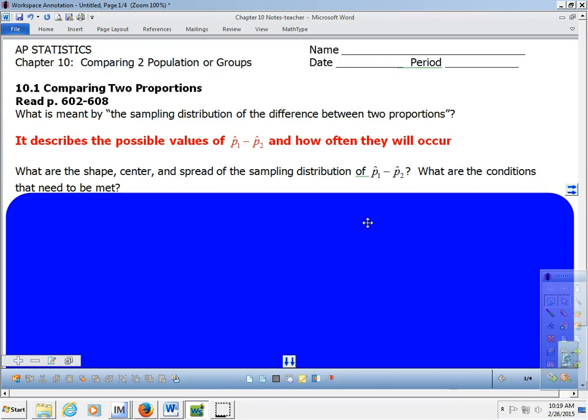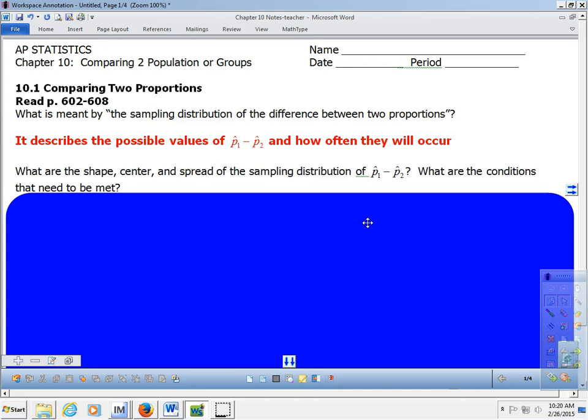So what about the shape, center, and spread? Very often in our inference procedures to this point, we want to know what the shape, the center, and the spread of those sampling distributions is going to be. And if we consider the fact that we would basically create a sampling distribution for the individual groups first, then we can apply some of the rules that we've used in the past to talk about what happens if we combine those by subtraction.